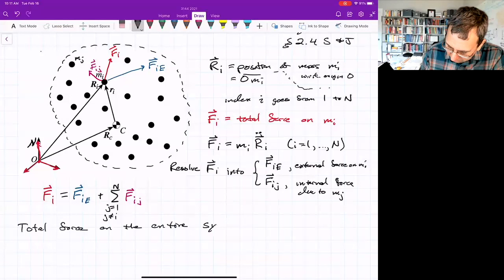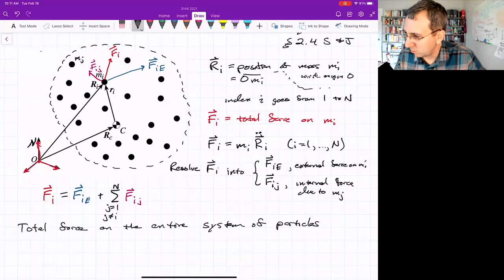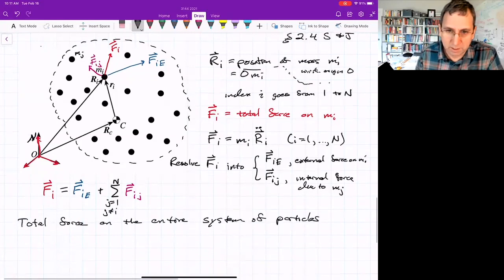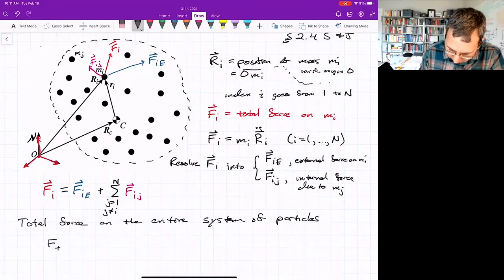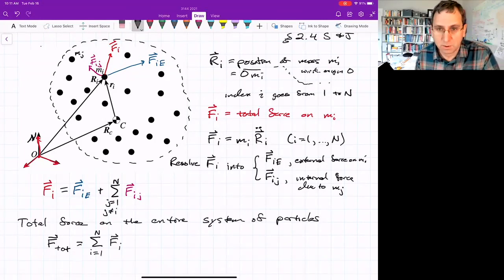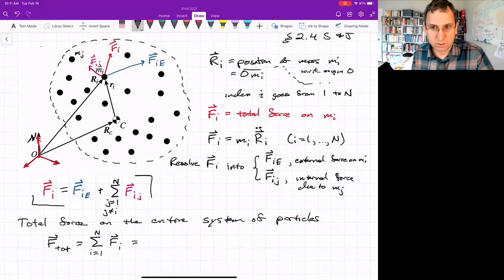Total force on the entire system of particles. And I'll write that as F total to make it clear. So F total equals the sum from 1 to capital N of the total force on the particles. And now we'll substitute in what I've got here for how I decomposed, or resolved, the total force into external plus internal.